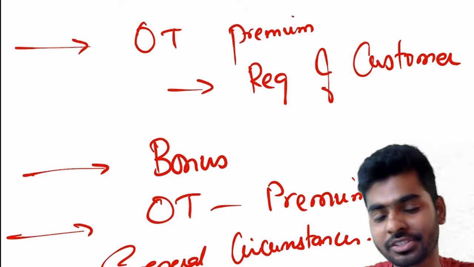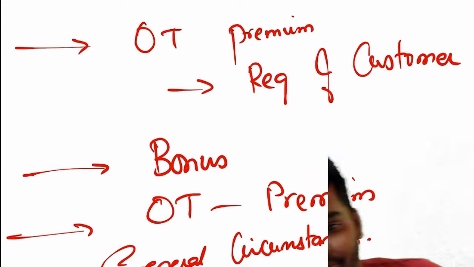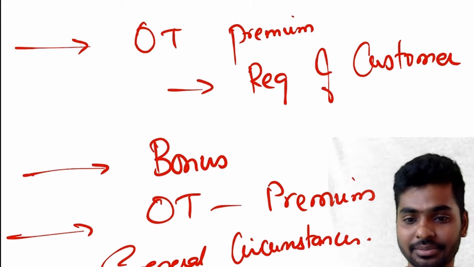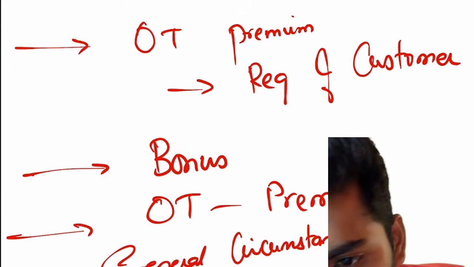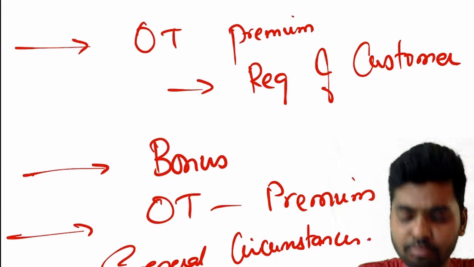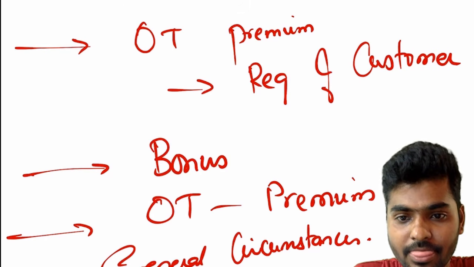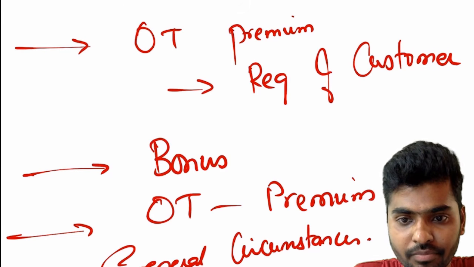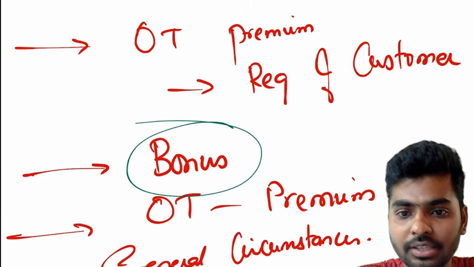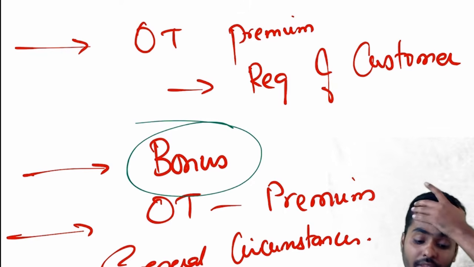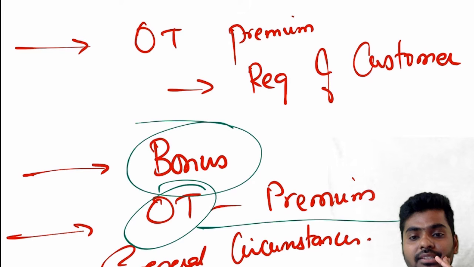Guys, please put it across in the comment section so that it becomes easier for me to understand whether you are getting it right. First one is direct, perfect. Second one, what about the second one? Bonus. What about bonus, indirect? Okay. And the third one, overtime premium because of general circumstances.